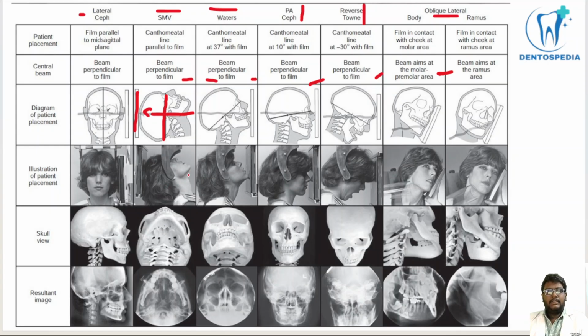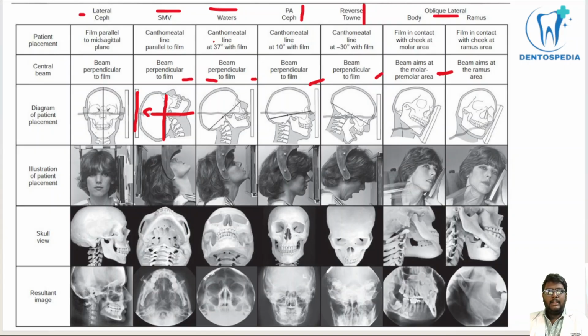Okay, and in the submental vertex projection, here we are projecting the X-rays from the submentum, that is under the mandible, to the vertex of the skull. So that's why it is named the submental vertex projection. And usually in this technique, zygomatic arch fractures are easily observed. Okay, that's why if we suspect zygomatic arch fractures, the submental vertex projection is the first thing the radiologist advises.